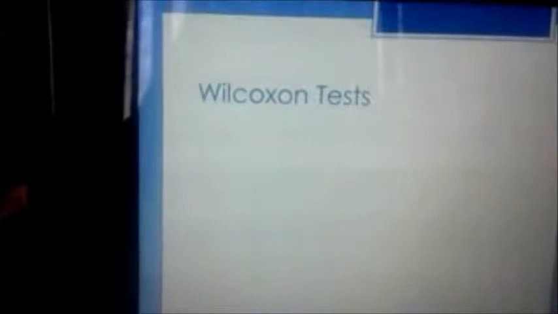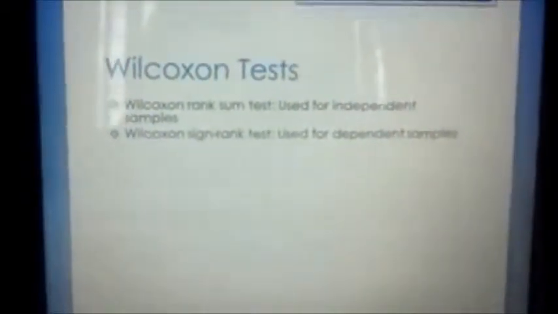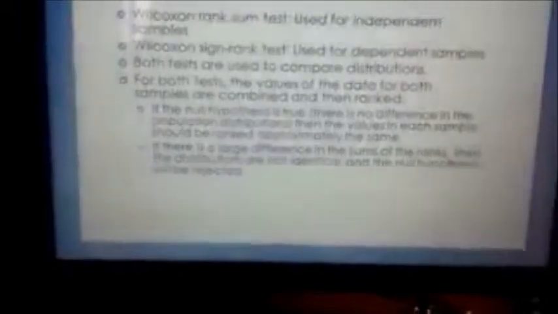But first we're going to go over real quick about both tests. The rank sum test is used for independent samples, while the sign rank test is used for dependent samples, and both are used to compare distributions. For both tests, the values of the data are samples, and then you combine them and then you rank them. If the null hypothesis is true and there is no difference in the population distributions, then the values in each of the samples should be ranked approximately the same. If there's a big difference in the sums of the ranks, though, then the distributions won't be identical and the null hypothesis will need to be rejected.